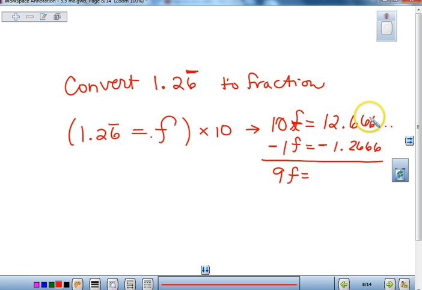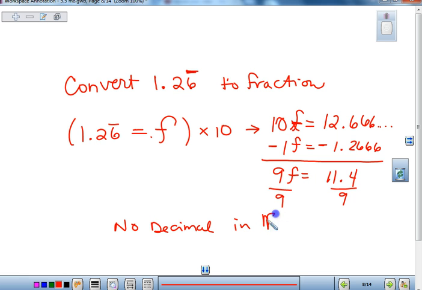I'm now going to subtract my 0.6's up until this point. So 12 minus 1 gives us 11. 6 minus 2 gives us 0.4. Now, a lot of you are going, oh, that's nice. It's 11.4 over 9. You can never have a decimal in a fraction. There can be no decimals in a fraction.